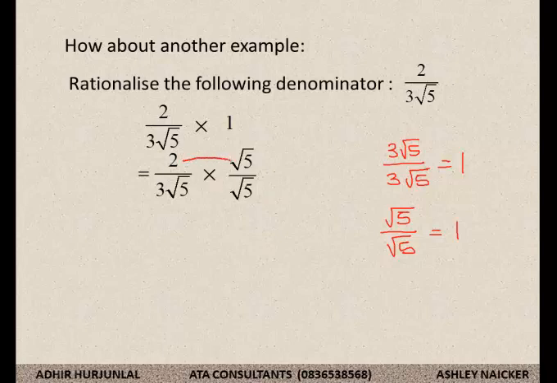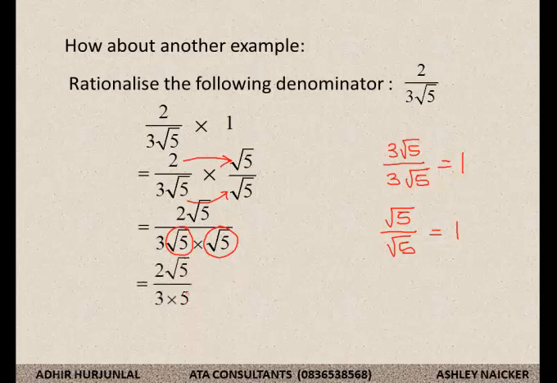I multiply. 2 multiplied by root 5, 3 root 5 multiplied by 3 root 5. 2 times root 5 is 2 root 5. 3 root 5 multiplied by root 5 is 3 root 5 times 3 root 5. Not a problem. The numerator, nothing much I can do. But if you have a look at the denominator, look at root 5 multiplied by root 5. Now that will distinctly give you the answer.